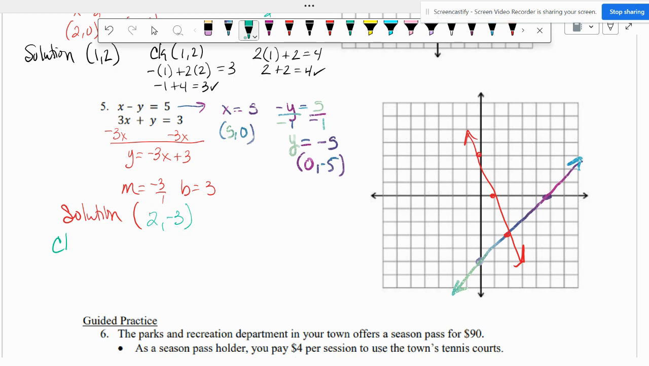When I check this, remember I let x equal 2 and y equal negative 3. So x, 2, minus y, which is negative 3, equals 5. Well, minus a negative becomes a plus, and 2 plus 3 is 5. That works. And for the second equation, 3 times 2 plus my y, which is negative 3, equals positive 3. 3 times 2 is 6. 6 minus 3 is, in fact, 3. So we're batting 1,000.